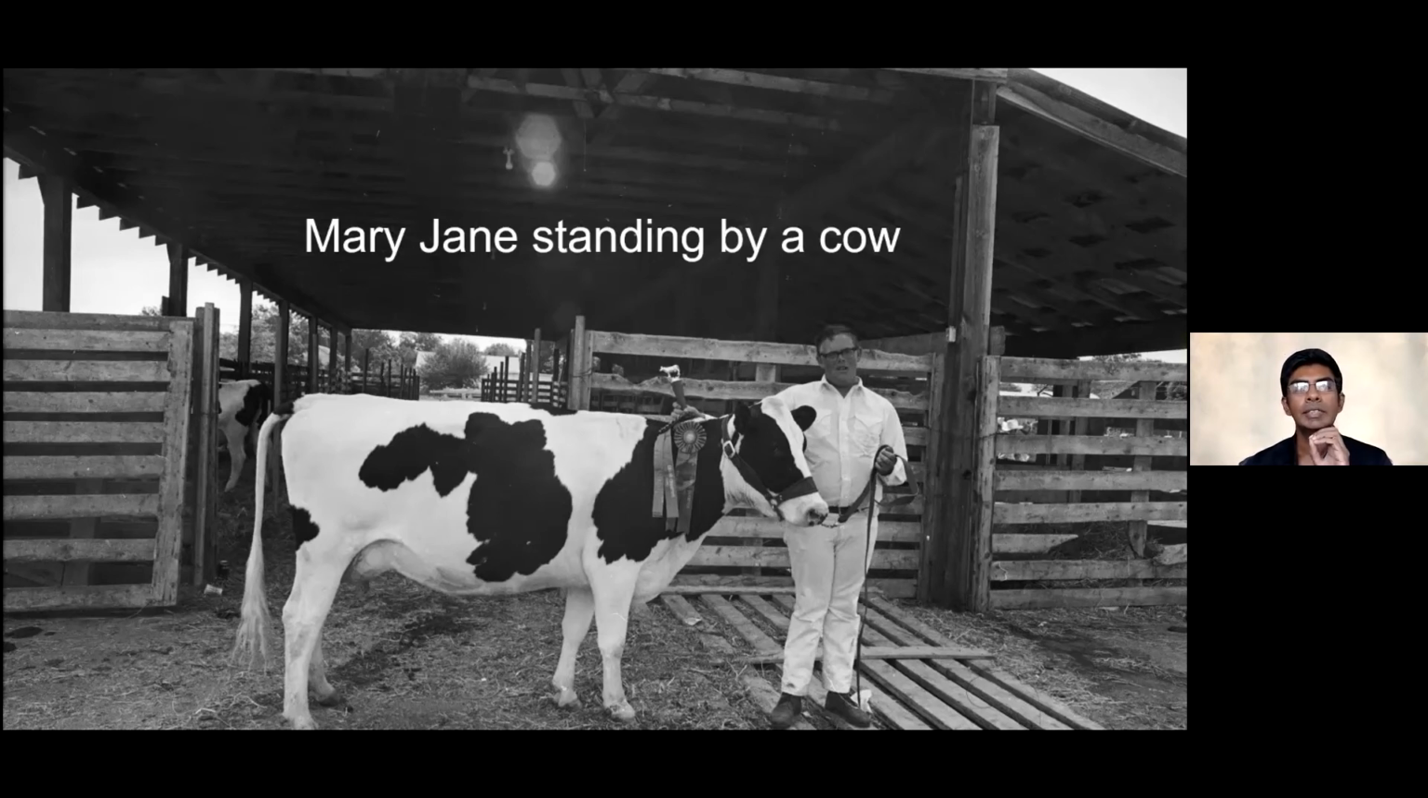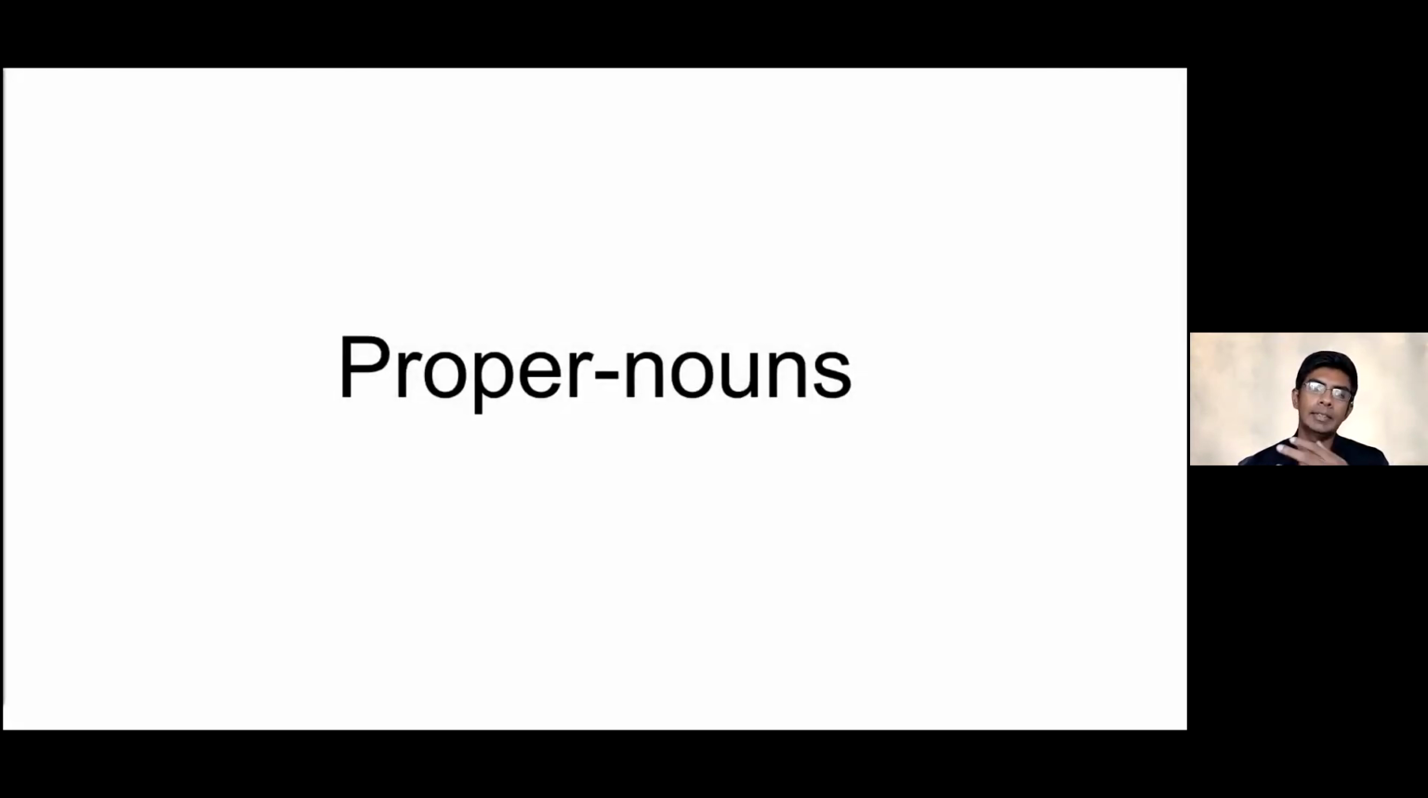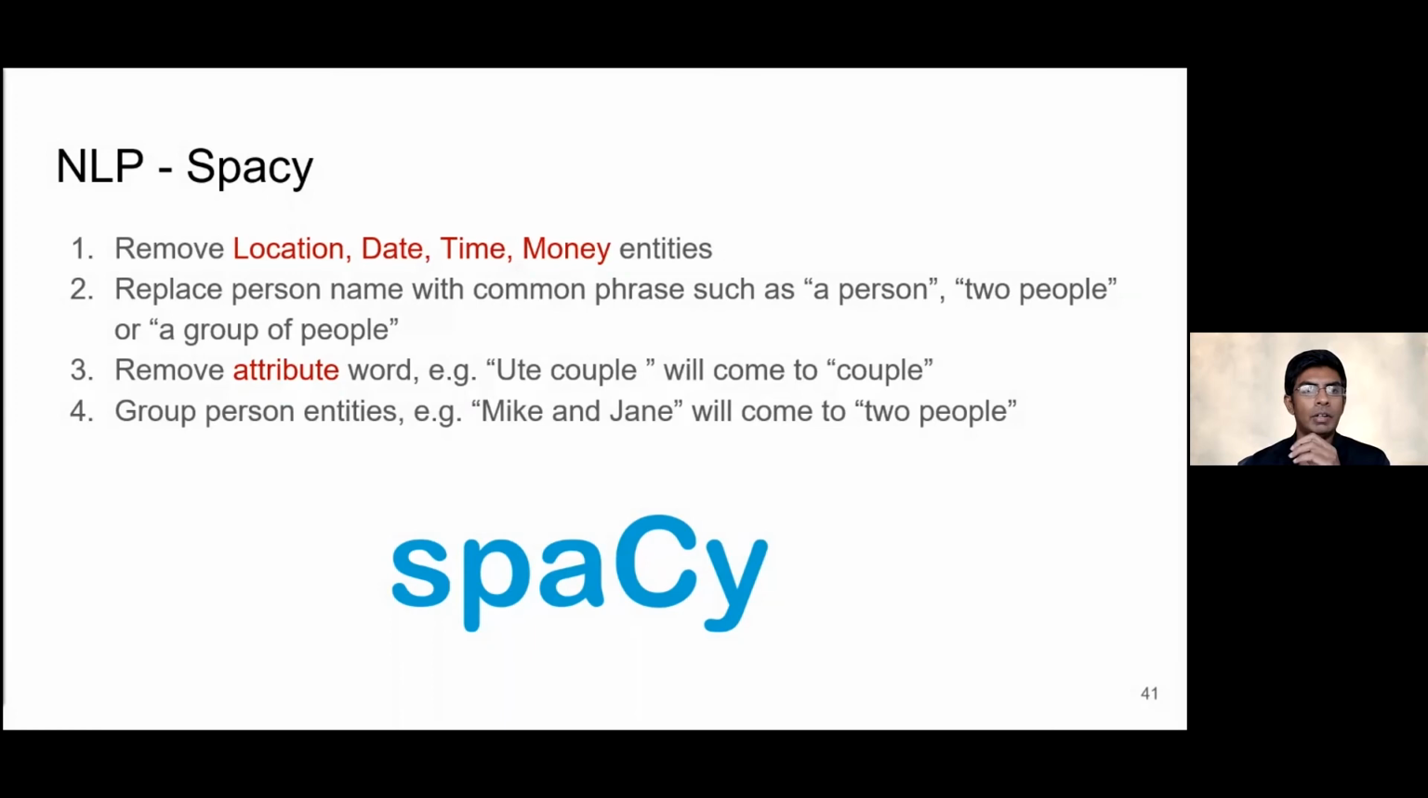So what we want to do is clean the proper nouns from the existing metadata. So now let's talk about the proper nouns. In the previous example, we saw the issue with that. So what we are trying to do is remove proper nouns such as location, date, time, money from the descriptive metadata that we use in the training process. Then we are replacing them with generic common phrases.